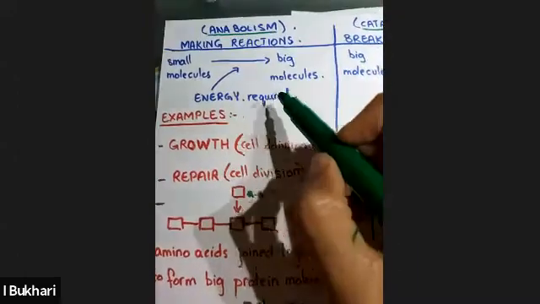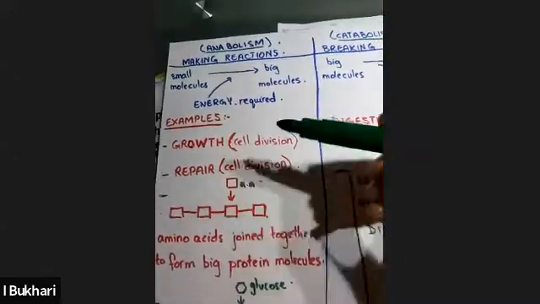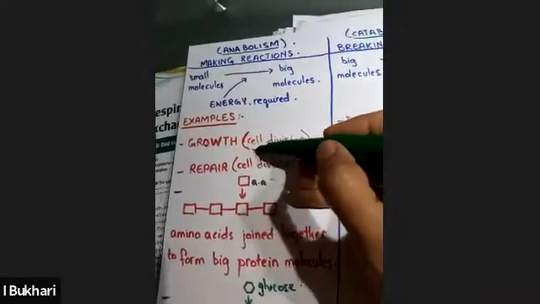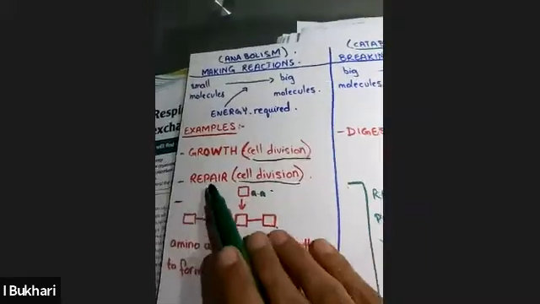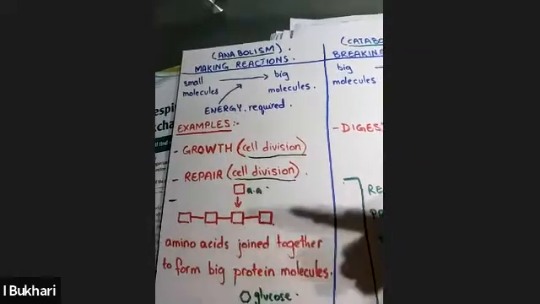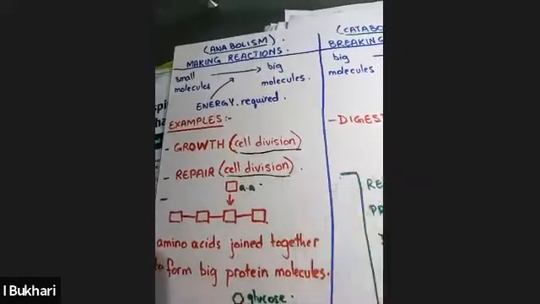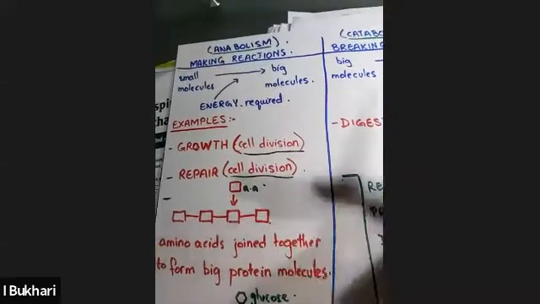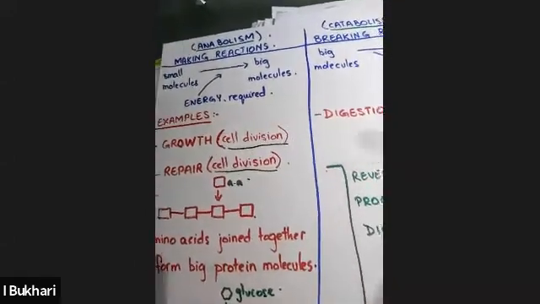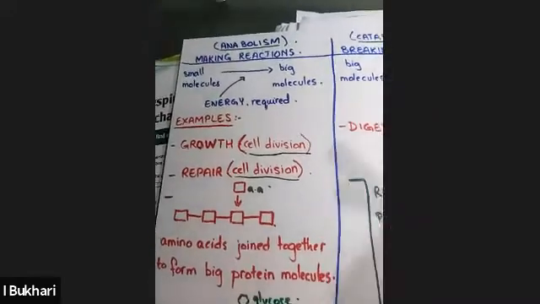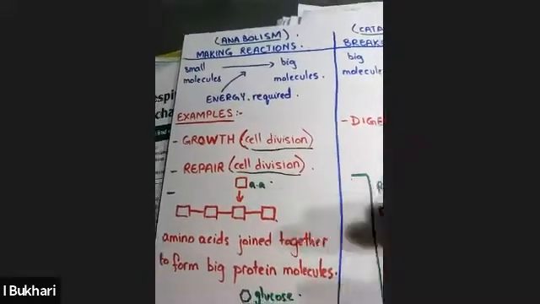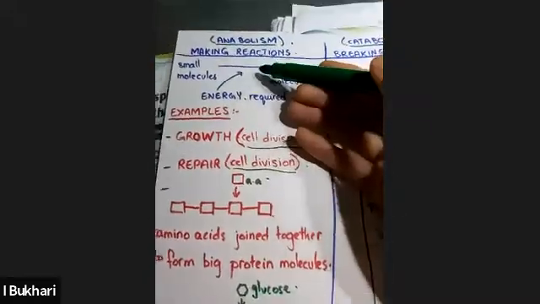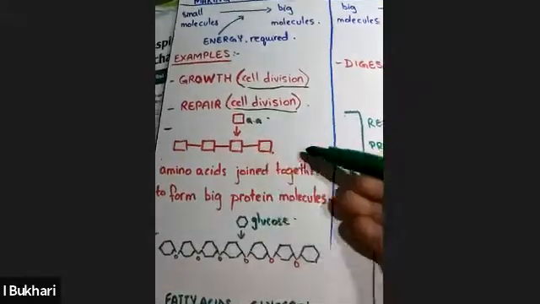Anabolic reactions require energy. Examples: growth, and then there is cell division. By the way, I won't go into the details of cell division. That we will do, inshallah, in grade 9, okay? But yes, I'll talk about repair. In repair, what happens? The damaged tissue is replaced and new tissue arises. That new tissue arising is cell division. That new fresh cell tissue arising underneath the damaged tissue is cell division. So that is also an example of a making reaction, or big molecules being formed out of small. And all these require energy.